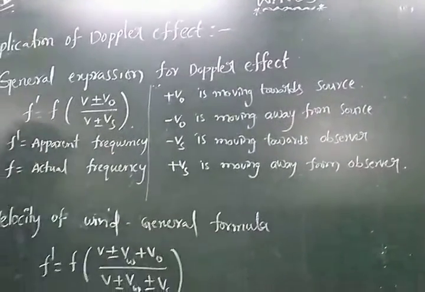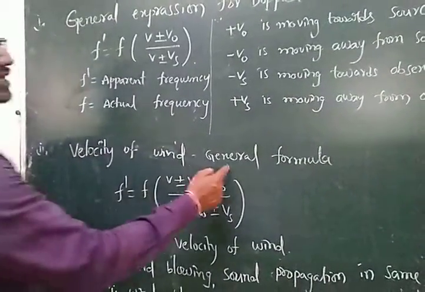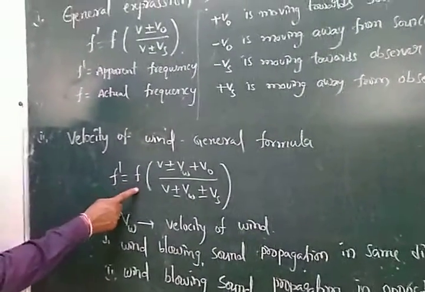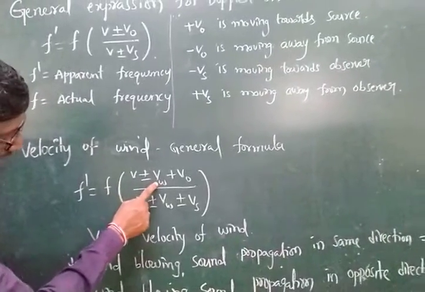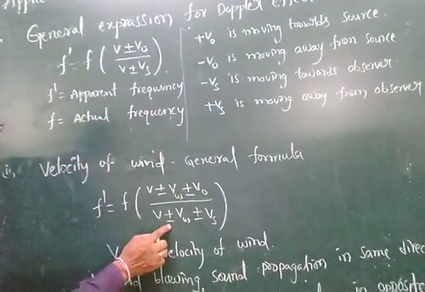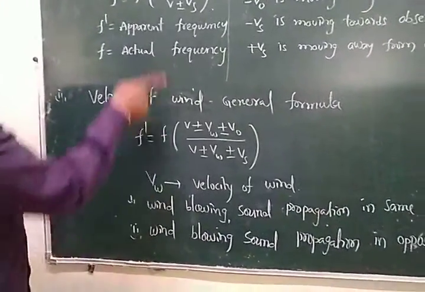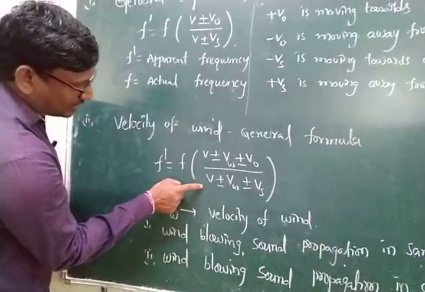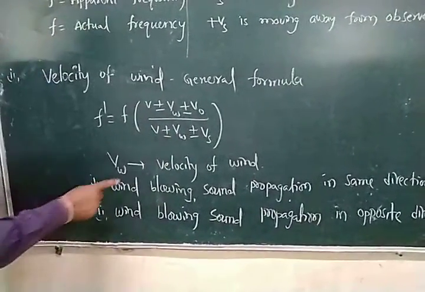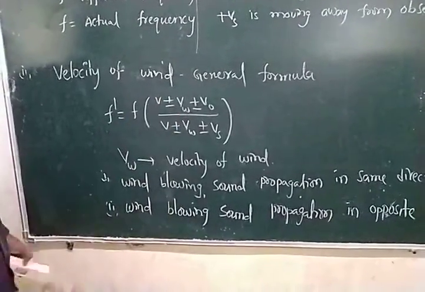Now the second application: velocity of wind. Wind means air. The general formula: f dash, the apparent frequency, is equal to f into (v plus or minus vw plus or minus v naught) by (v plus or minus vw plus or minus vs). The expression is the same as before. The only addition is vw, the velocity of wind. When do we take it positive, and when negative?